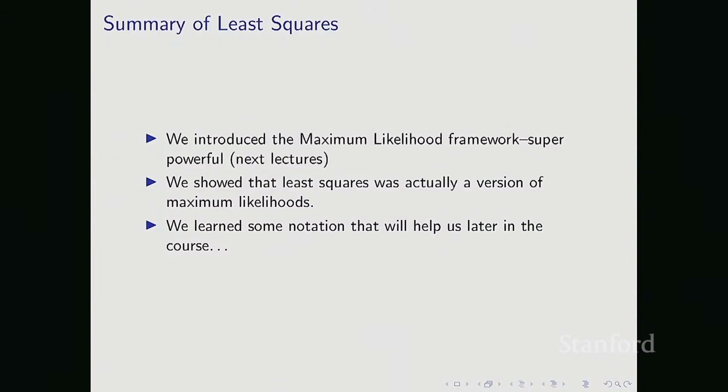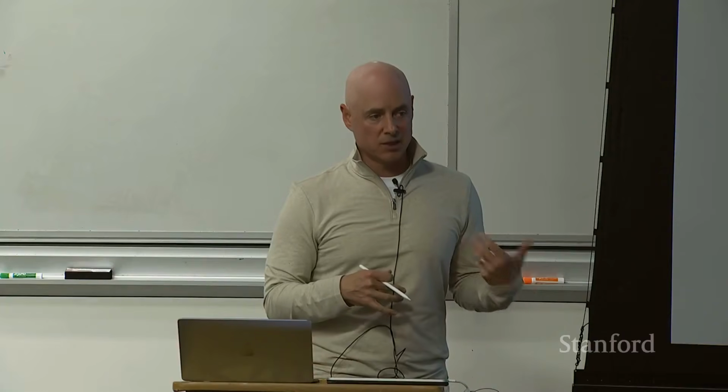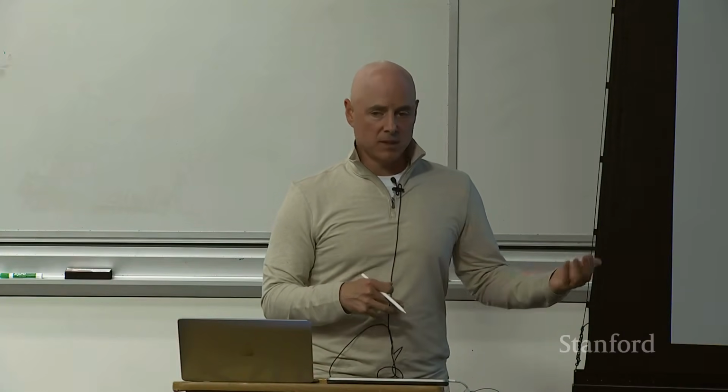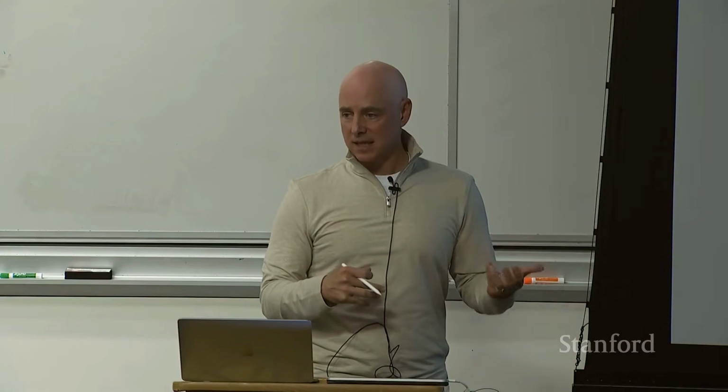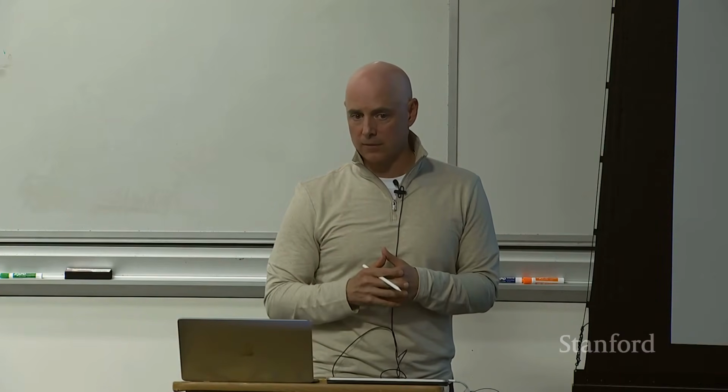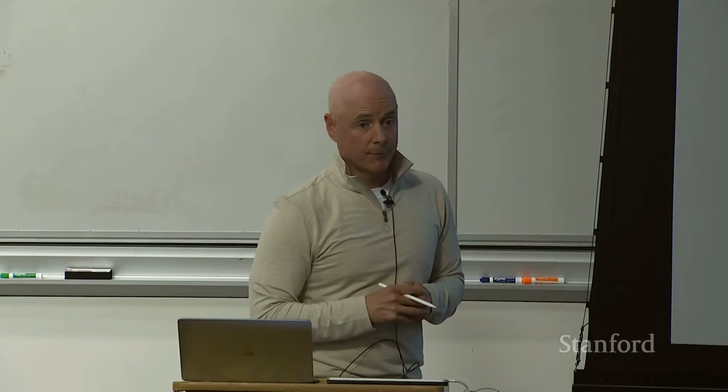Okay, so the summary of least squares: we introduced the maximum likelihood framework, which is super powerful. We're going to use it in the rest of this lecture and in the next lecture. We showed that least squares was actually a version of this maximum likelihood kind of event. And we learned some notation, we're still loading up on probabilistic notation, the most important of which was the conditional and the distributed notation. What does it mean to be distributed as a normal? And what does it mean to condition on things? What are parameters? Those are the notational elements that were important from this section. Any questions here before I move on to the next topic?